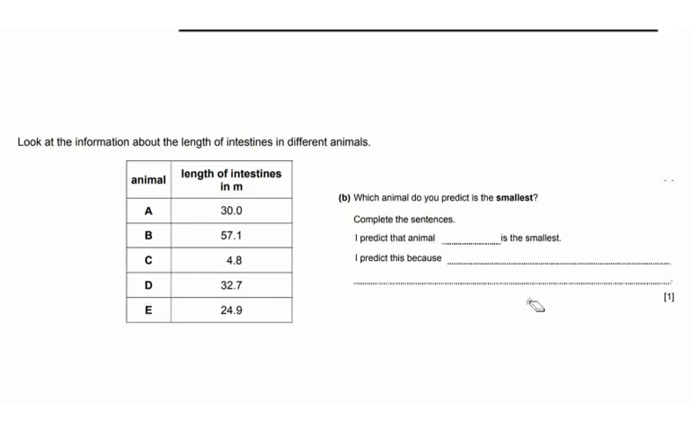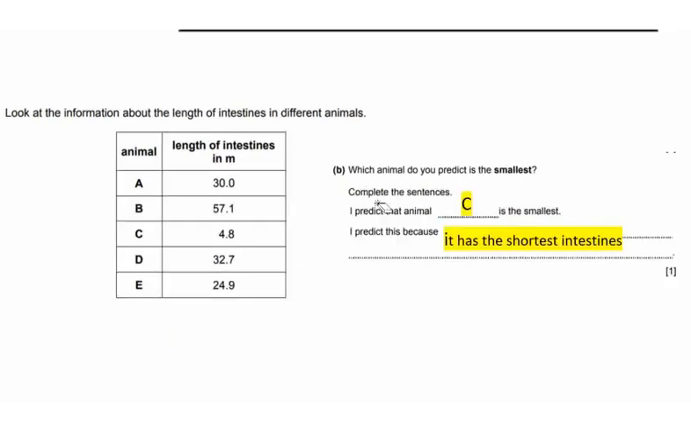Okay, let's see, 10 seconds from now. Well, the answer is, I predict that animal C is the smallest. I predict this because it has the shortest intestines. 4.8 is the smallest number from all numbers in the table.